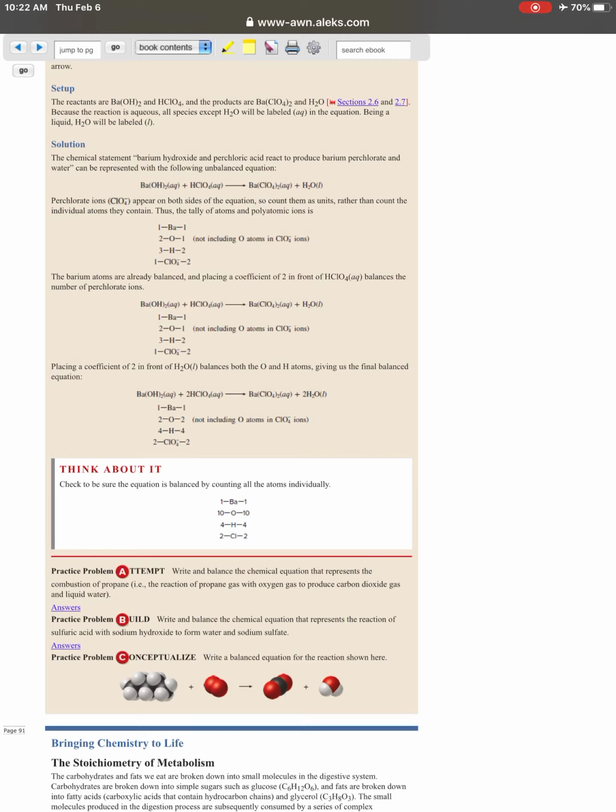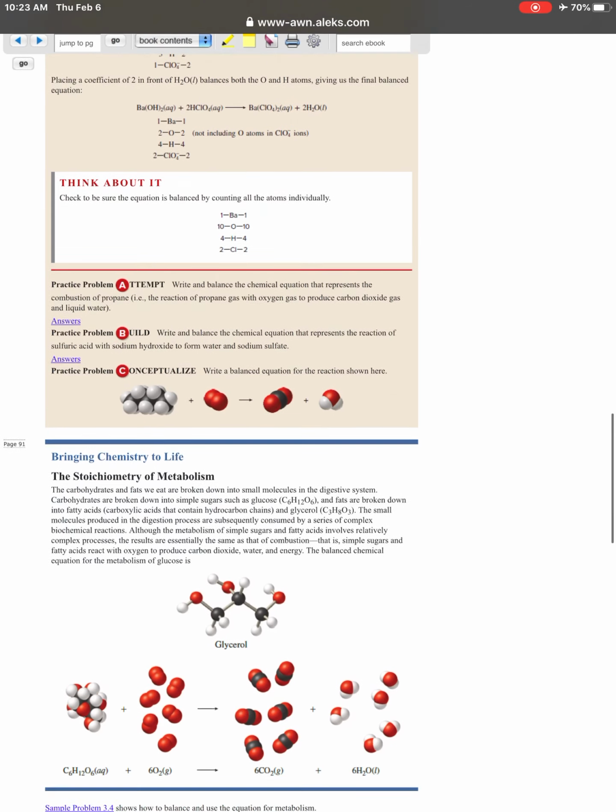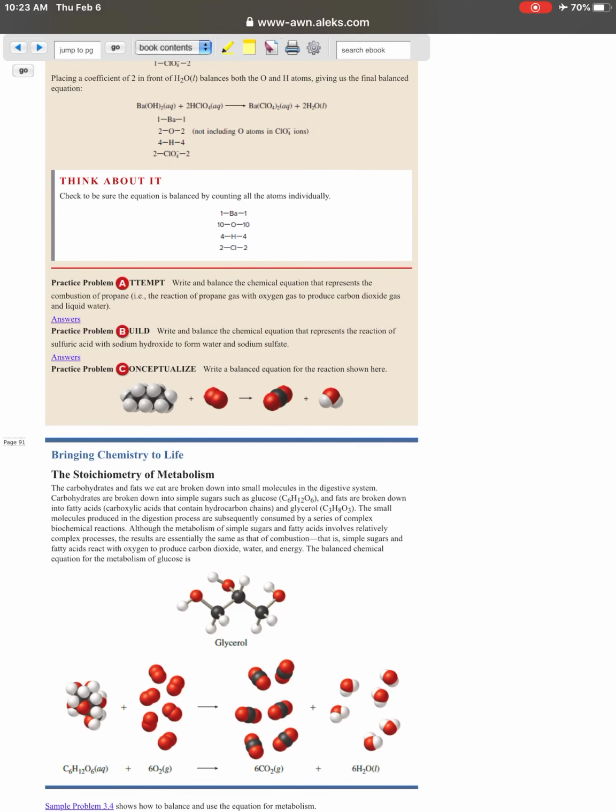So the final balanced equation is Ba(OH)2 plus 2HClO4 gives you Ba(ClO4)2 plus 2H2O. Now you got it balanced. You can check each element if you want, and then you got it balanced. Okay. So try the practice problems.